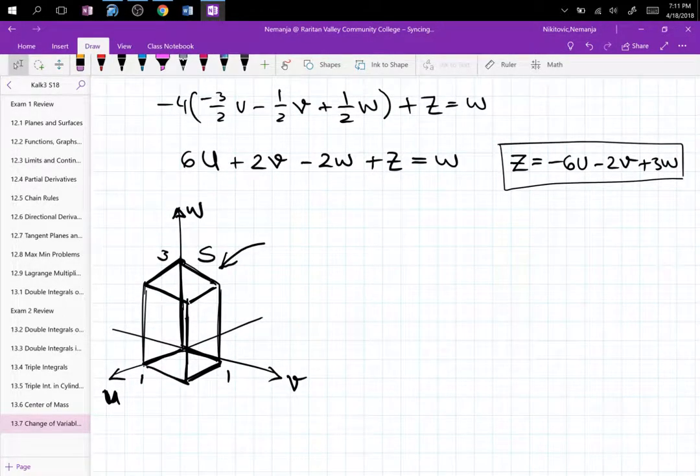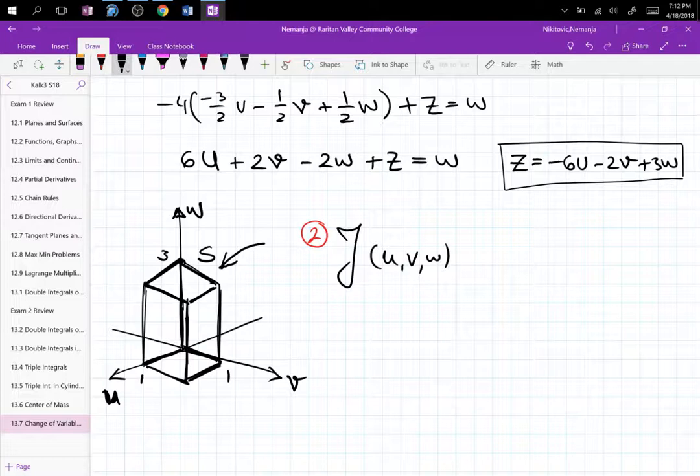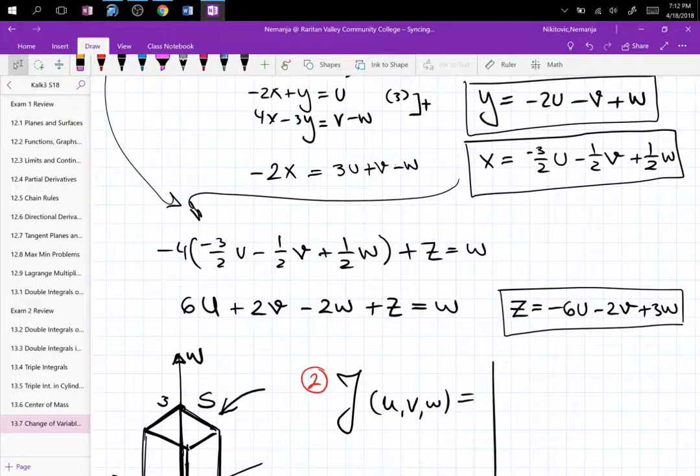So what should I do now? Well, step number 2, compute the Jacobian. Jacobian of UVW is equal to partial x partial u negative 2. Partial x partial v negative 1. Partial x partial w. Oh no, that's not x. Partial x partial negative 3 halves. Partial negative 1 half. Positive 1 half. Negative 2, negative 1, 1, negative 6, negative 2, and 3. And there you go.